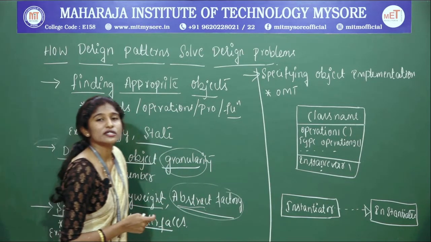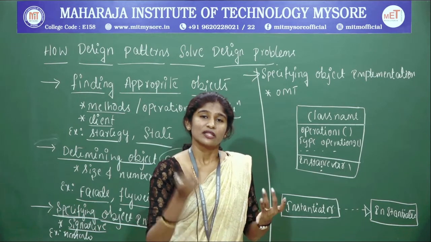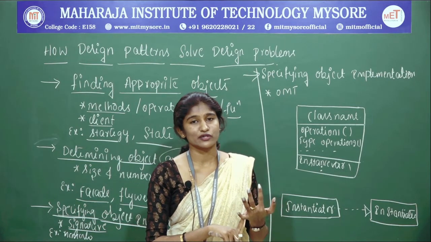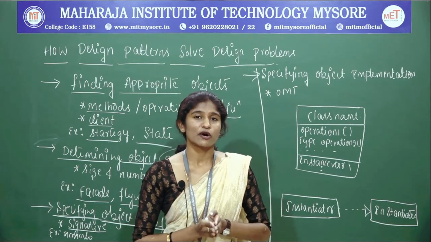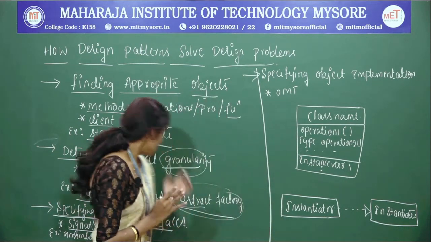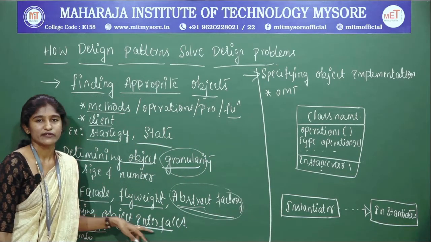Okay, so signature is nothing but the type of a function, the function name, the number of parameters passed to a function, and the type of the parameters. All together we are going to call it a signature. That is going to be fetched out by specifying the object interfaces point.